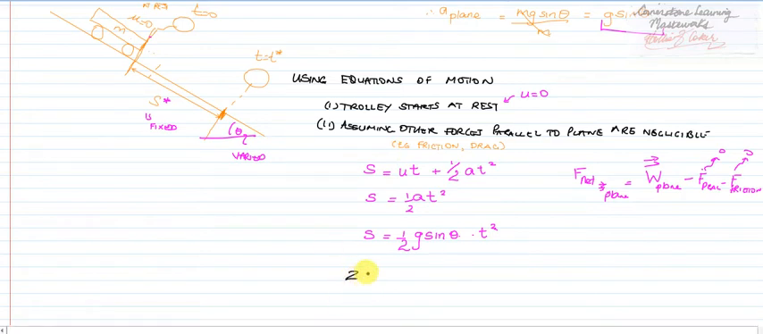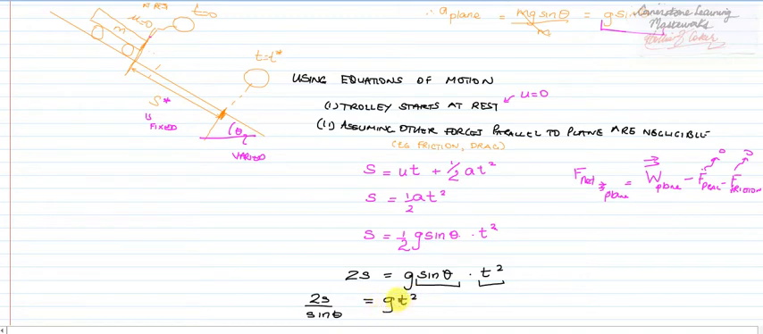Multiply both sides by 2, and I get 2 times s, which is still a constant, equal to g sine theta times t squared. Remember, theta is being varied, so sine theta is a variable, and t is also a variable, the responding time. That isn't so helpful, so let me use this instead: 2s over sine theta will be equal to g times t squared.